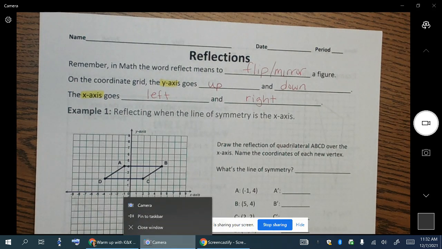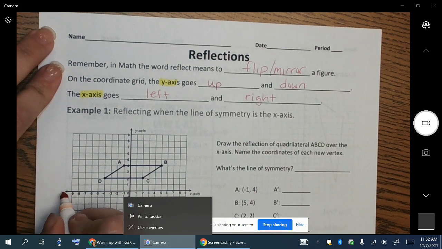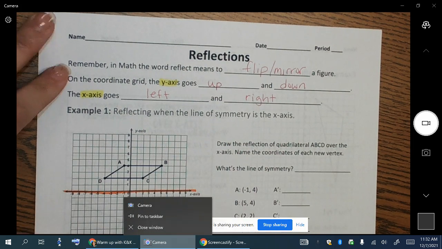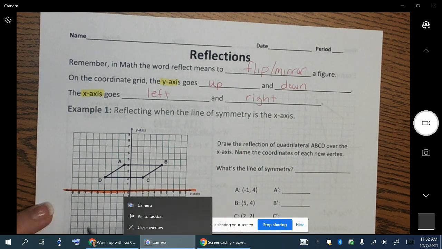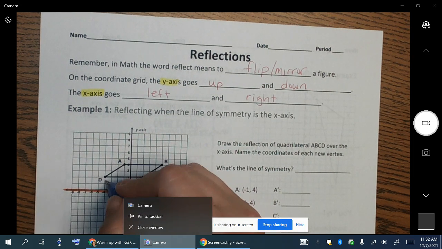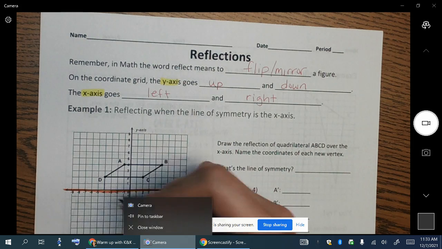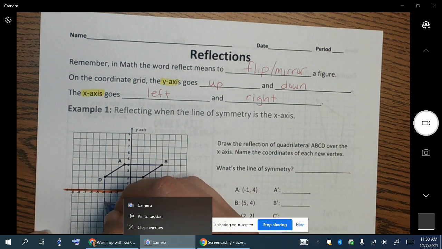So it says reflecting when the line of symmetry is the x-axis. So I want you with your pencil, highlighter, colored pen, something to trace the x-axis. Okay, so there's our x-axis. We are going to reflect over that axis. So I'm going to start with D because it's over here on the side. How far away is D from it? So then I need to move it 2 from there. And that's D prime.